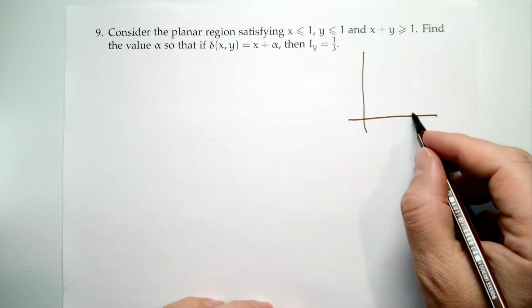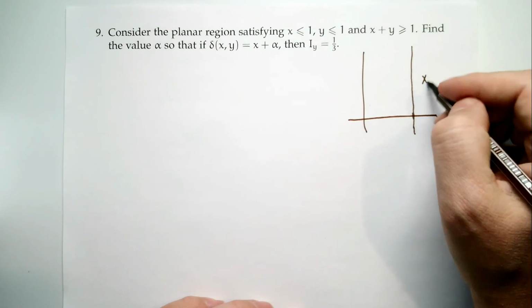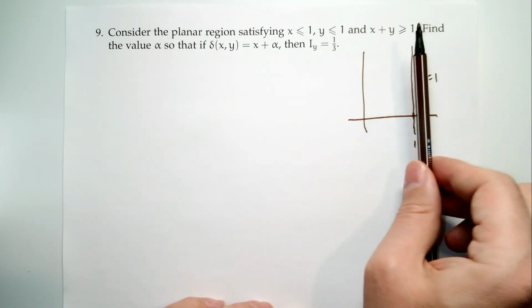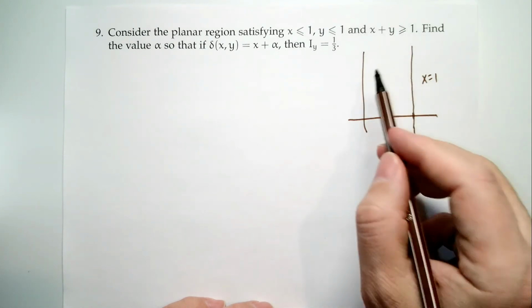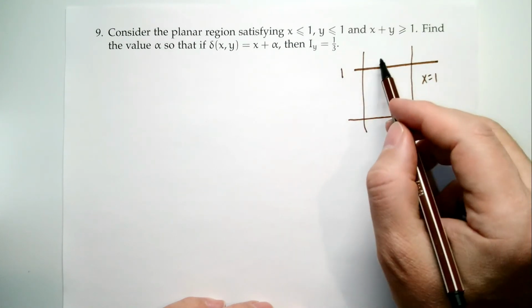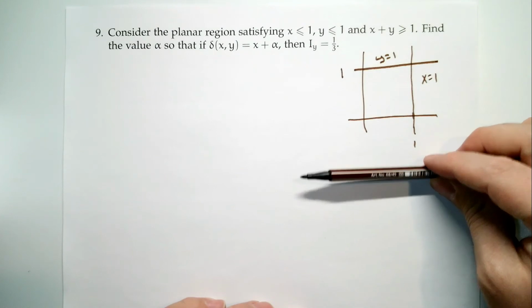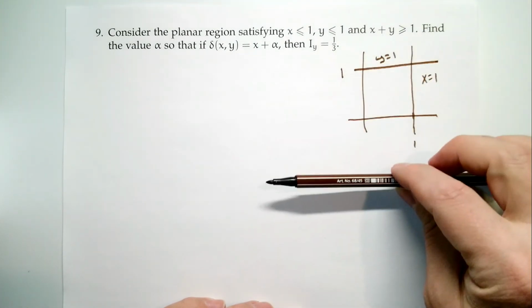So we say, okay, here's 1. And so here's the line x equals 1. Whoops, where do we want to be? Well, we want to be less than or equal to it. So we're on that side of the line. Here's 1 here. This is the line y equals 1. And we want to be less than or equal to it. So we want to be below. So we want to be both to the left and below.